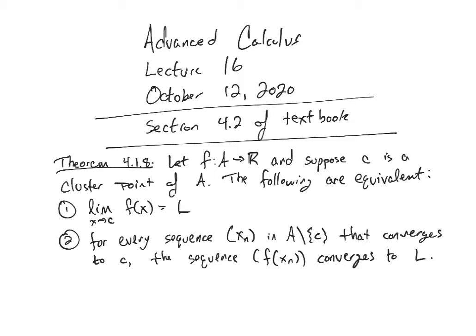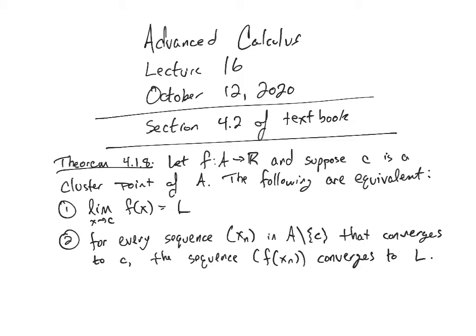We're in section 4.2 of the textbook. We're finally going to learn theorems that let us take limits easily. So far we've just known the definition of a limit, which is the epsilon-delta definition. So you're given an epsilon, you have to find a delta such that blah, blah, blah.